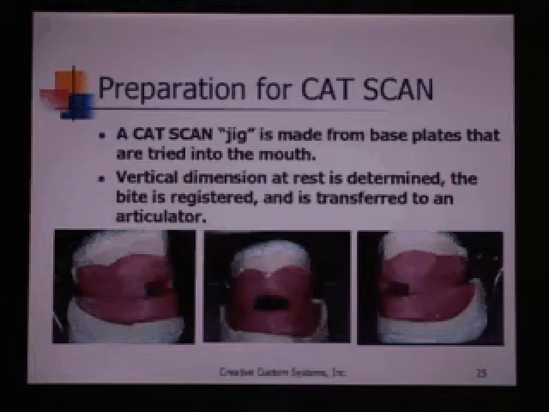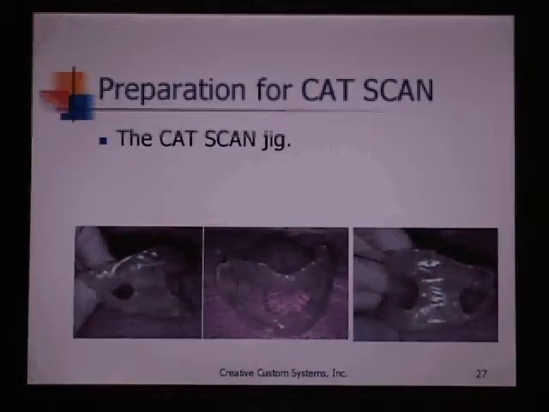A CAT scan jig is made from base plates that are tried into the mouth. Vertical dimension at rest is determined, the bite is registered, and is transferred to an articulator. These are 3 different views of a CAT scan jig. They're light and they're comfortable for the patient, and they orient the jaw in a comfortable vertical dimension at rest.